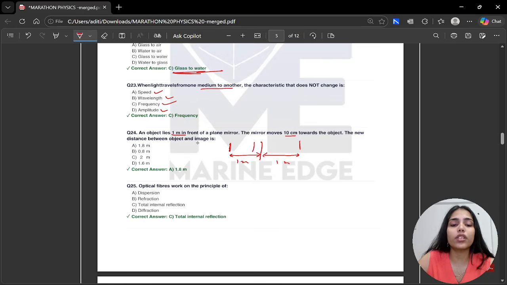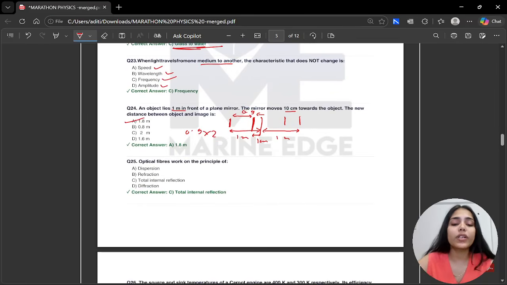So the mirror was moved here, right? Now the new distance between the object and the mirror is 0.9 meters, correct? So the image also will be formed at a distance of 0.9 meters. So the distance between object and image will be 0.9 into 2, that is 1.8.